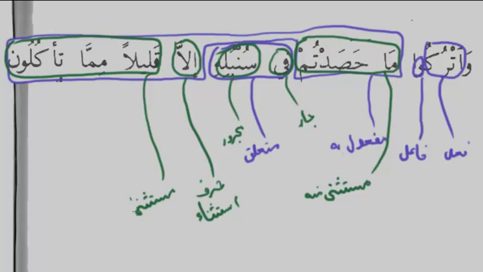Mustathna is an utterance which is mentioned, and the reason he says utterance is because it doesn't have to be one word. Like here, it's a combination of quite a few words: qalilan, and then we have the min, the ma, and the ta'kulun, the waw inside ta'kulun, a bunch of words. So mustathna is an utterance which is mentioned after illa or one of its sisters, in order that it may be known that to it is not attributed what is attributed to what's before it. I'll say that one more time. In order that it may be known that to it is not attributed what is attributed to what's before it.